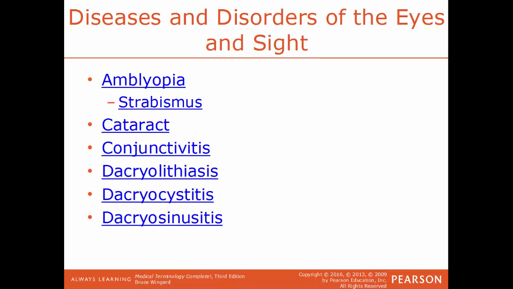So our next term, dacryolithiasis. This is a condition where you have stones that are found within the tear ducts. And that can lead to our next term, dacryocystitis, which is an infection of a lacrimal sac. So the sacs where tears are actually produced, they become infected. And that infection spreads from just the tear ducts onto a sinus within the skull. That will give you our last term here, dacryosinusitis, an infection of the lacrimal sac plus the sinus.